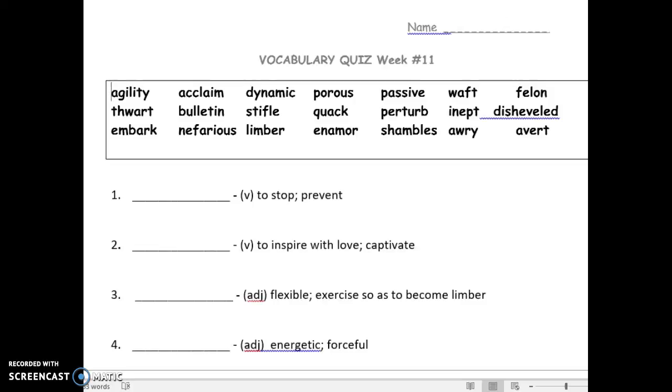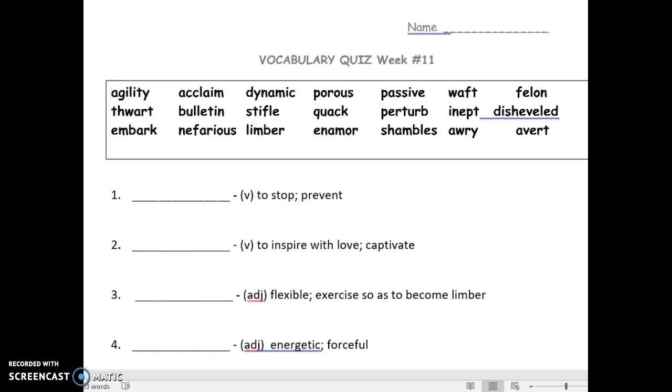Today you'll take your vocabulary quiz for week 11 in Language Arts. Be sure to put your name and your class number at the top of the page. Here are the words that we're going to focus on this week. I'm going to read them by columns.